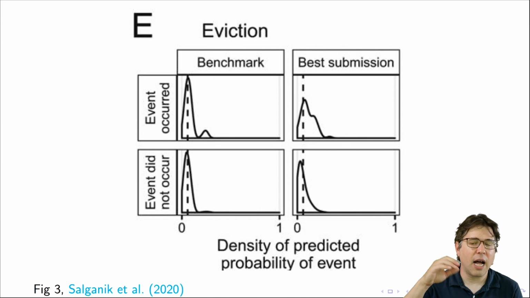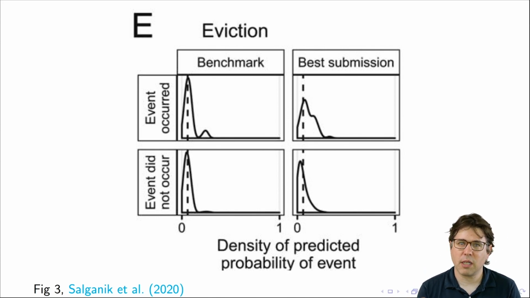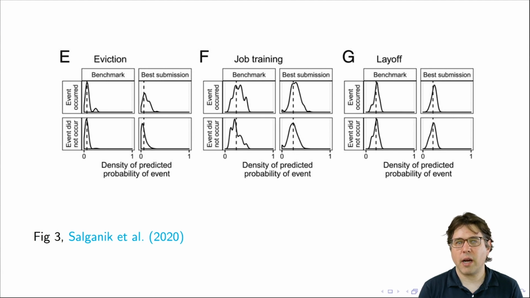But you see this not doing a very good job of separating out the cases where the families were evicted and where they were not evicted. And like the previous graph, we can also compare the best submissions to the benchmark, and we see that qualitatively these are quite similar. So now we can look at all the binary outcomes, and again, we see a similar pattern. The best submission is pretty similar to the mean of the training data, and the best submission is qualitatively pretty similar in performance to the benchmark model.